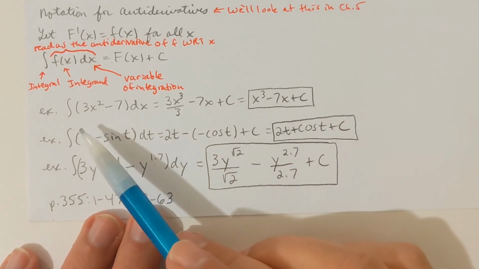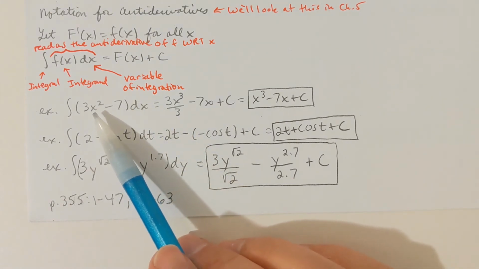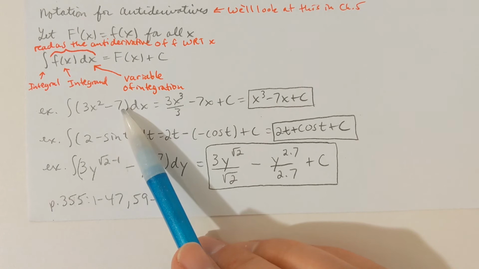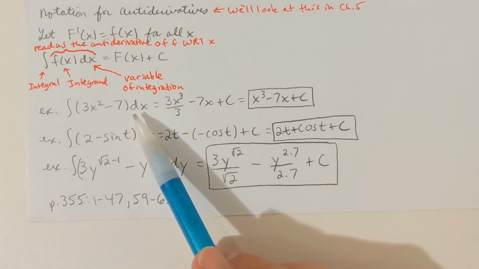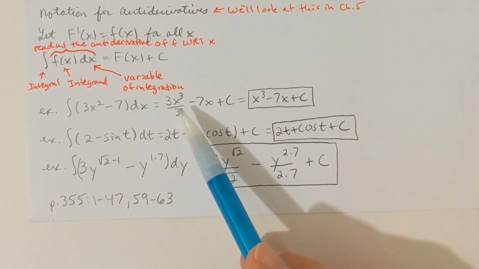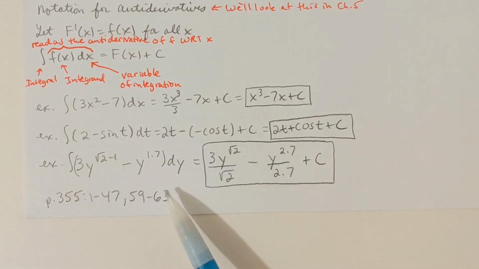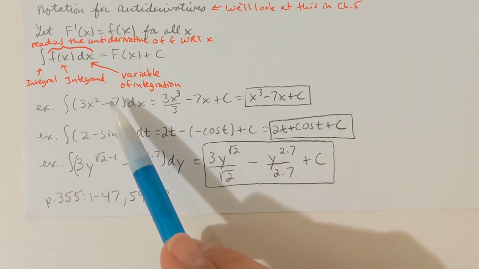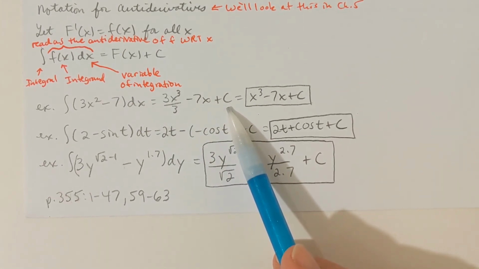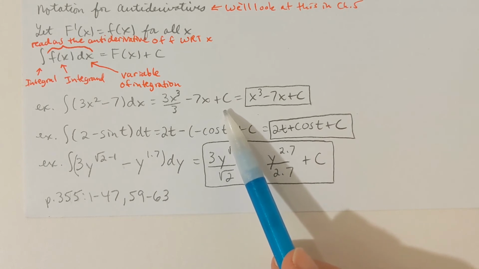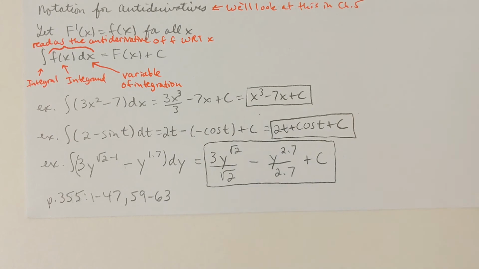So let's take a look at some examples. Suppose that I wanted to find the antiderivative of 3x squared minus 7, or the integral of 3x squared minus 7, we would say. Well, I can use the reverse power rule on the first term, right? You're going to have 3 times x cubed over 3, the 3's are going to cancel, and then minus the antiderivative of 7 would be 7x. Plus a constant, this is the general antiderivative, right? And so my answer then would be x cubed minus 7x plus a constant. Okay.